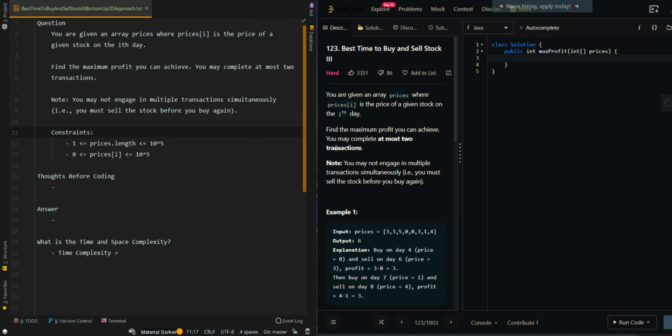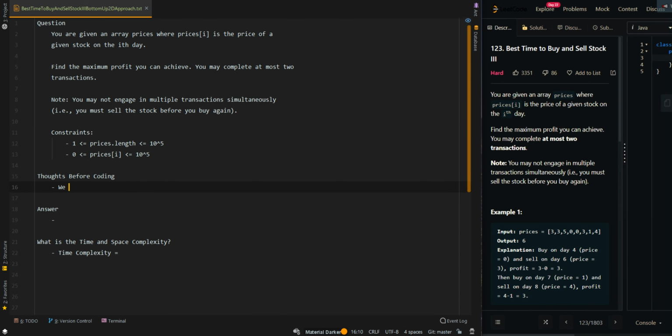In this video, we'll be going over the bottom-up approach for best time to buy and sell stocks three. Let's go over the thought process. So we will be converting the memoization approach to a bottom-up approach.